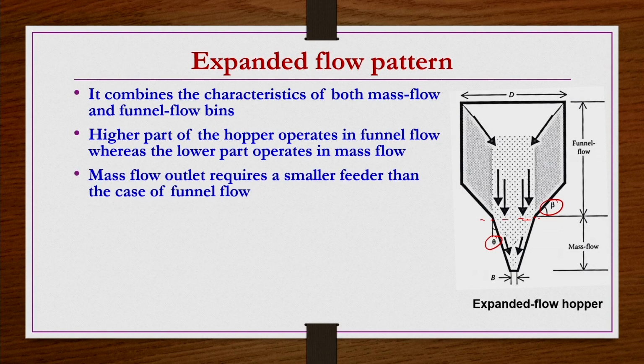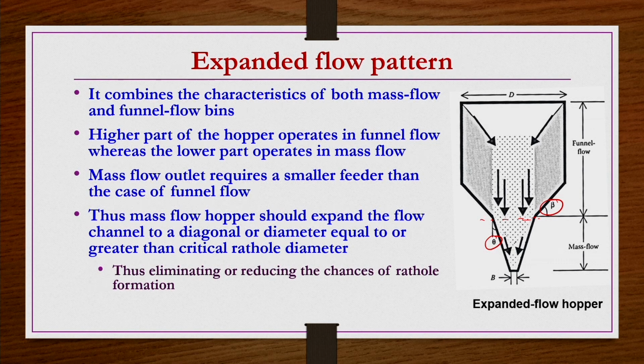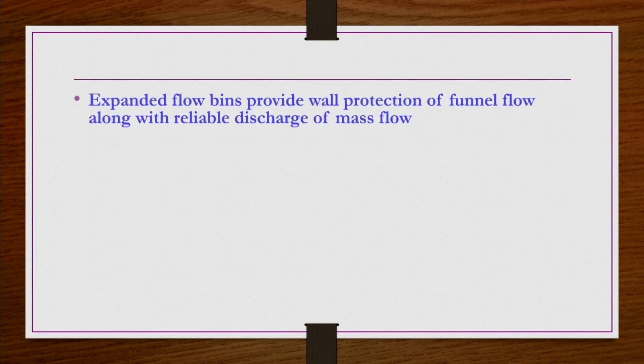Here, a mass flow outlet requires a smaller feeder than in the case of funnel flow. Thus, the mass flow hopper should expand the flow channel to a diagonal or diameter equal to or greater than the critical rat hole diameter, so that mass flow can take place, and above which the material can flow comfortably. So, that will eliminate or reduce the chances of rat hole formation. Then the expanded flow bins provide the advantages of both funnel flow and mass flow bins.